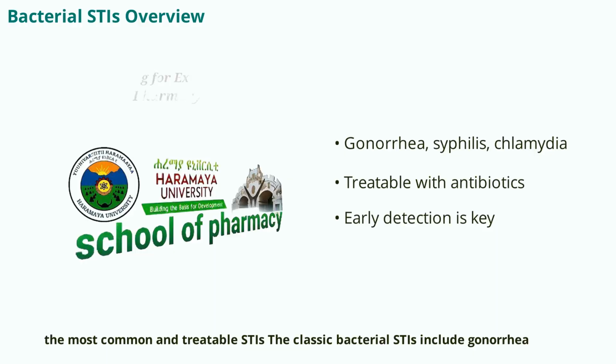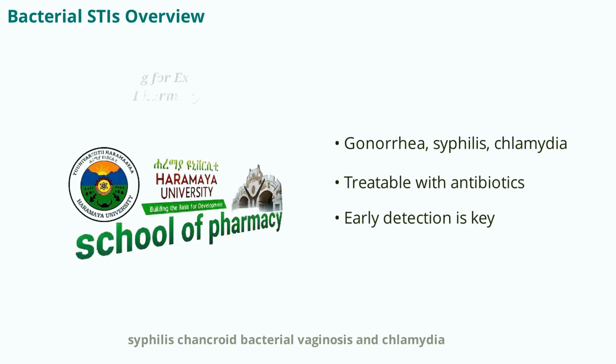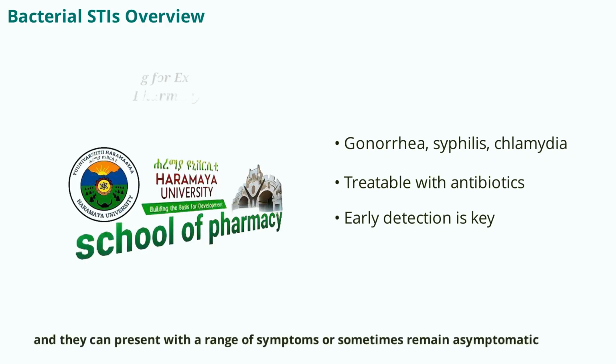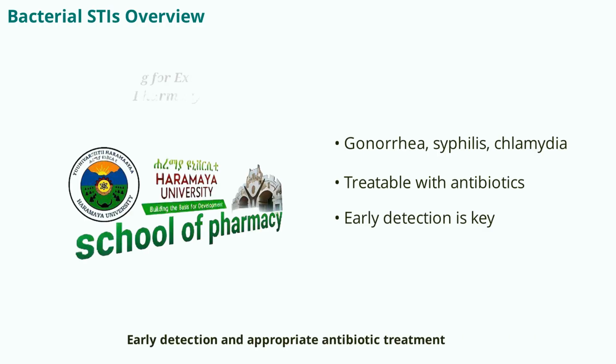The classic bacterial STIs include gonorrhea, syphilis, chancroid, bacterial vaginosis, and chlamydia. Each of these infections is caused by a specific type of bacteria, and they can present with a range of symptoms or sometimes remain asymptomatic. Early detection and appropriate antibiotic treatment are key to preventing complications and transmission. In the next scenes, we'll look at each bacterial STI in detail, starting with gonorrhea.